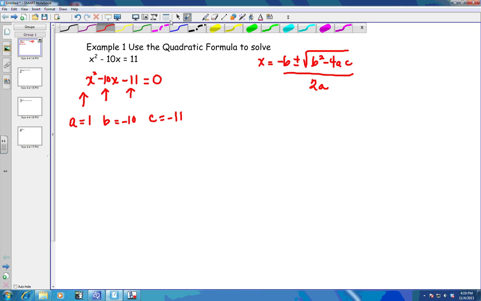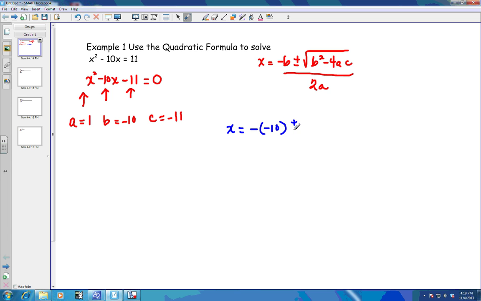So now I'm going to take those numbers and plug them into the quadratic formula. So x equals negative b, and my b is negative 10, so I have negative 10 plus or minus the square root of b squared, so negative 10 squared, minus 4 times a, and a is 1, and c is negative 11, all over 2 times a, which is 1.